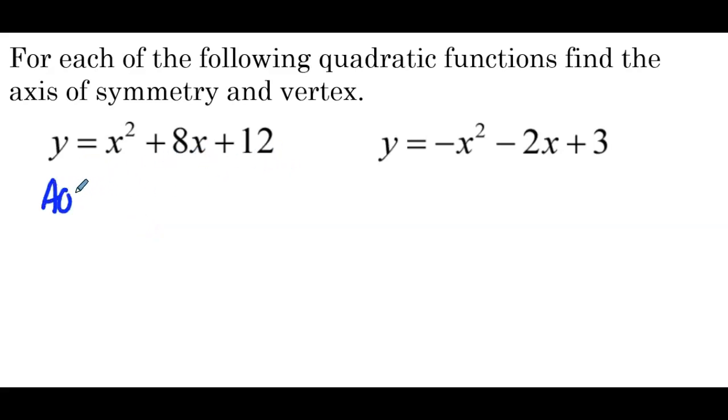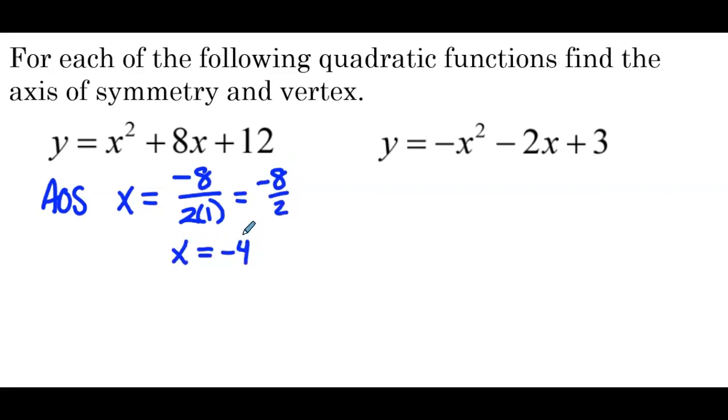So the axis of symmetry is x equals negative b over 2a, so negative 8 over 2a. A is 1. So that's going to be negative 8 over 2. So x equals negative 4. Another reminder, the axis of symmetry is a vertical line. We need to write the equation as x equals negative 4. If you just told me the axis of symmetry is negative 4, I wouldn't know exactly what we're talking about. X equals negative 4, y equals negative 4, a point with the y value of negative 4. And we have to be as specific as possible.